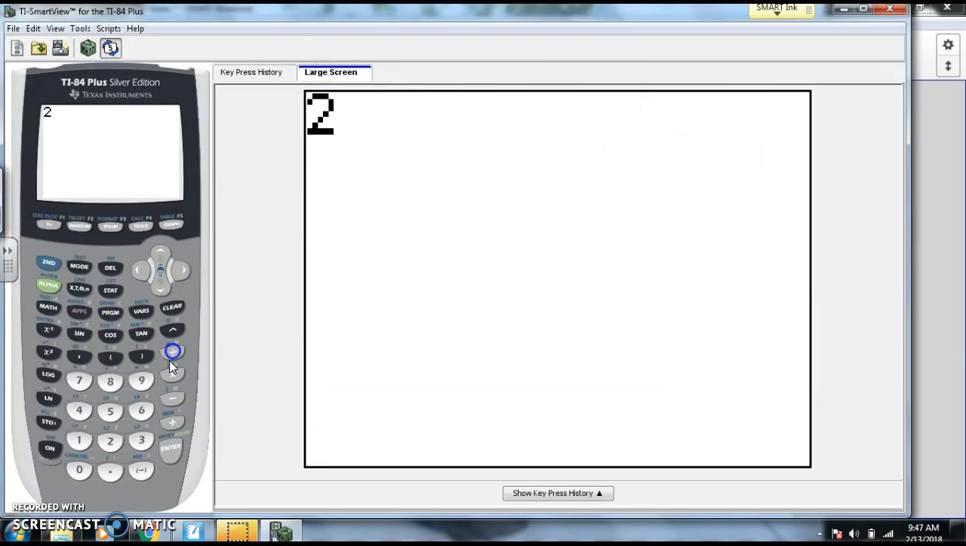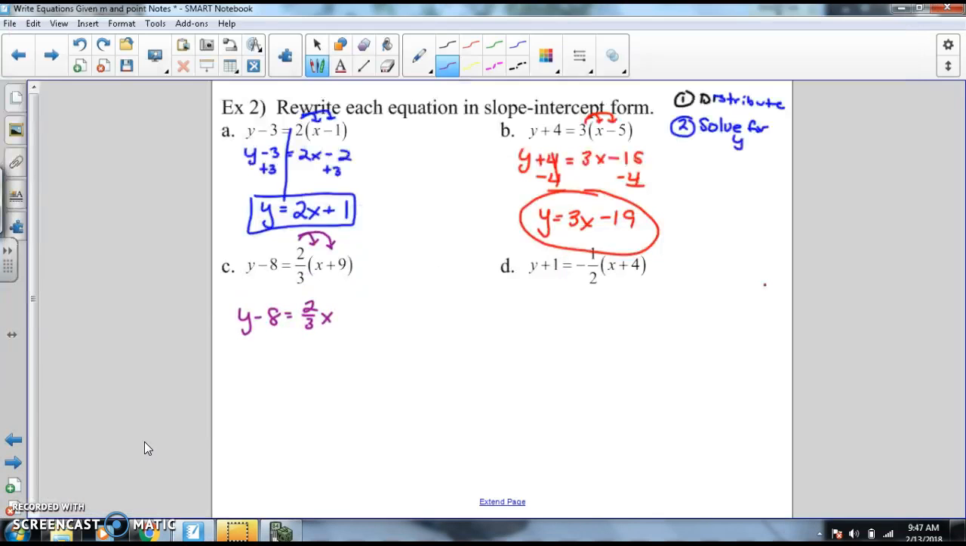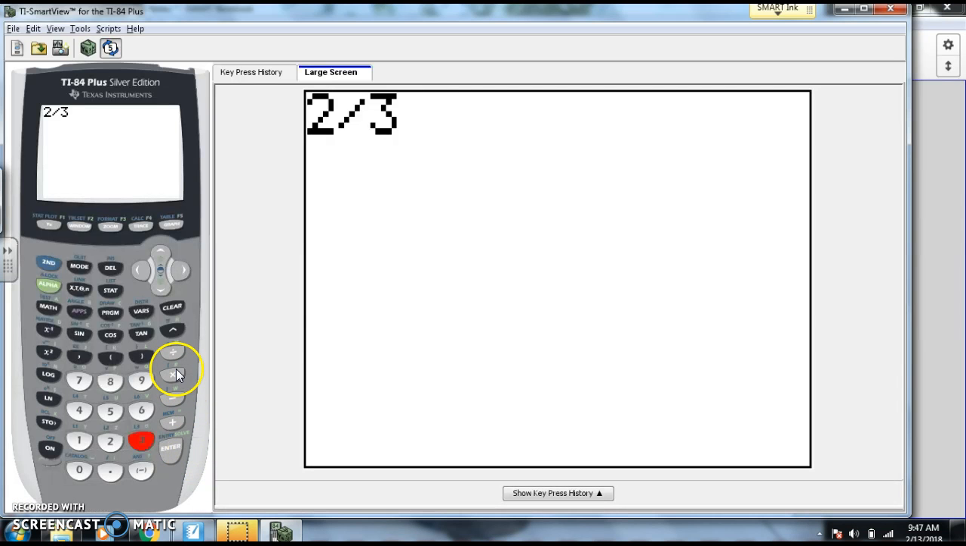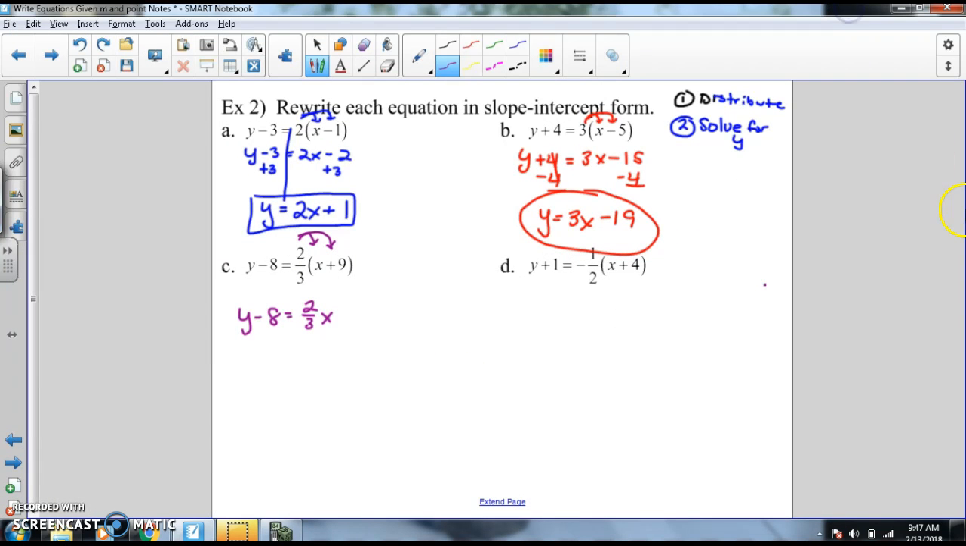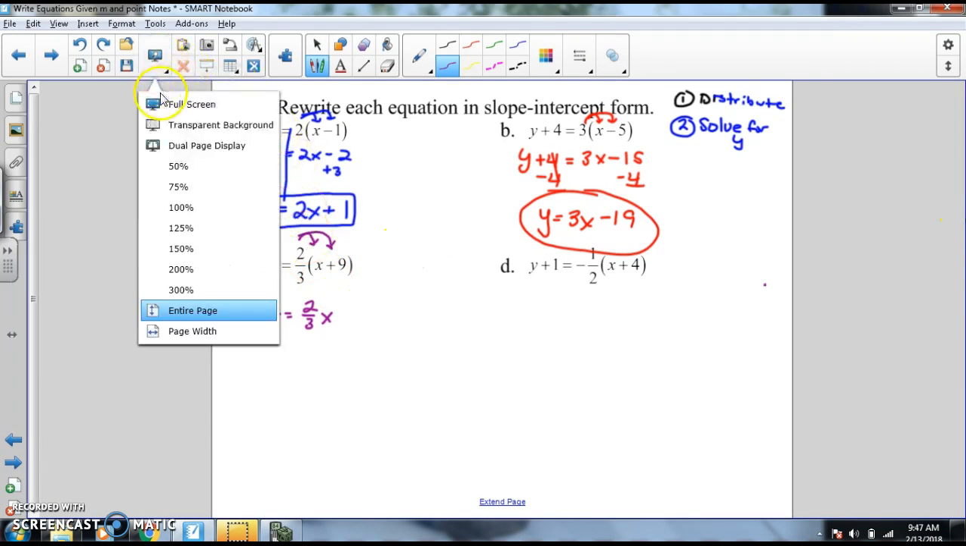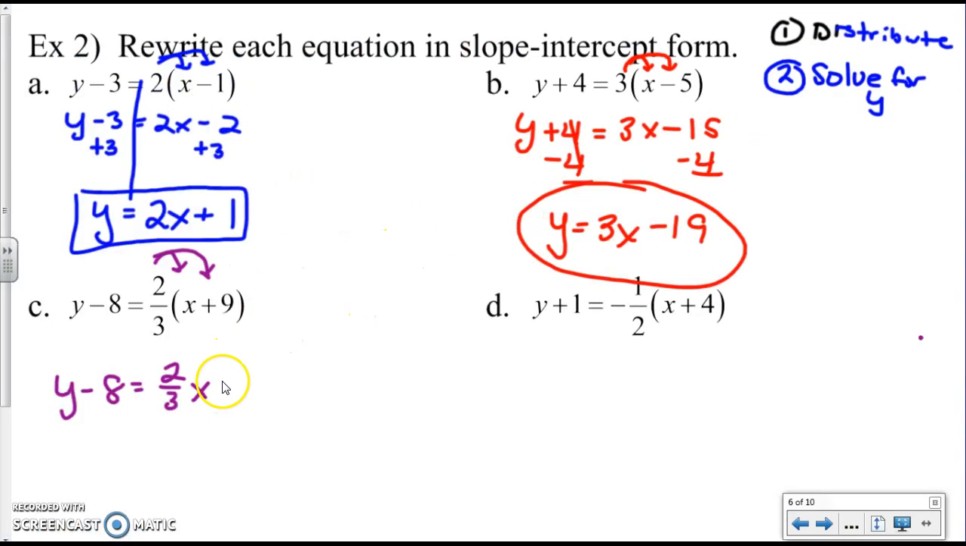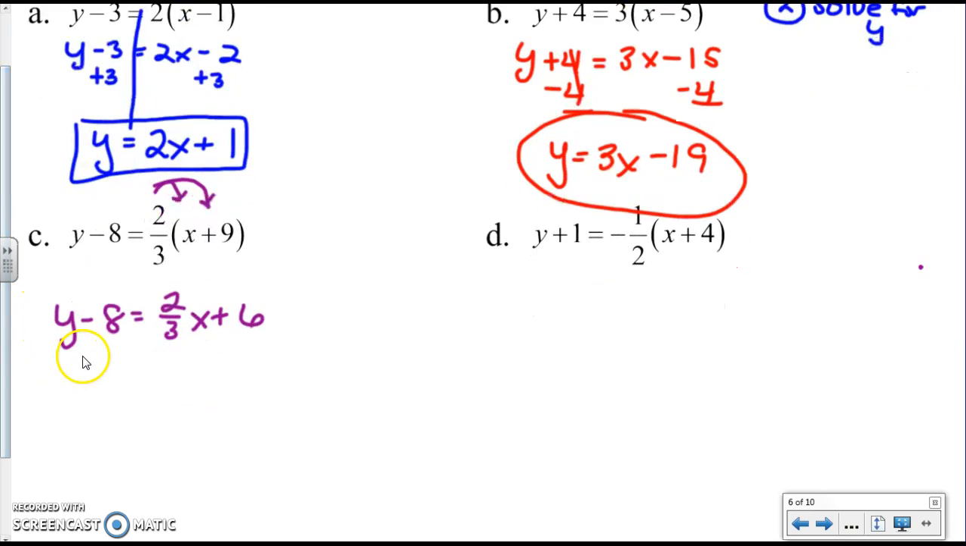So 2/3, remember, is just 2 divided by 3. It is actually times positive 9, so we're going to times 9. And we get 6 for an answer. Okay, so this is actually a plus 6. Okay, and then my last step would be to add 8 to both sides. So y equals 2/3 x. 6 plus 8 is 14.